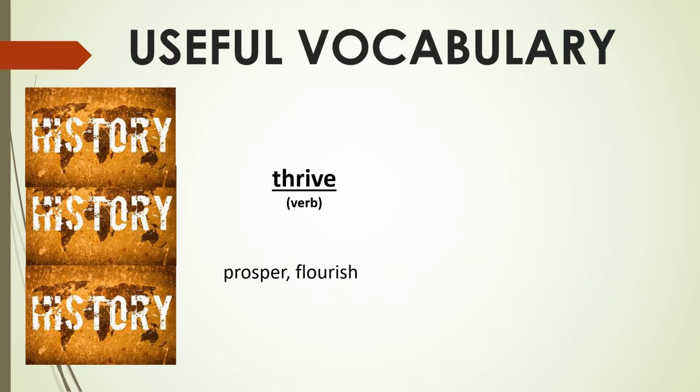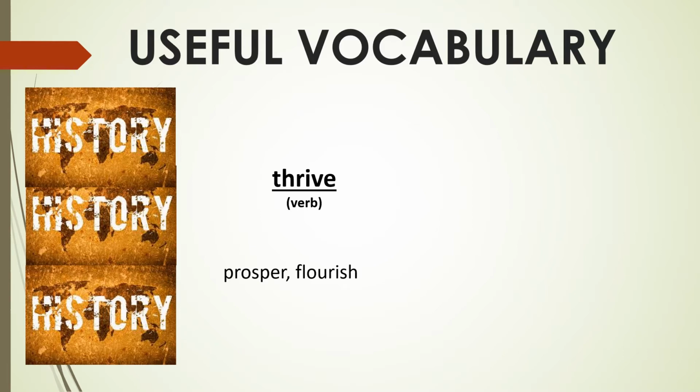Next is thrive. Thrive here is a verb. It means prosper or flourish. So right now, one example we can give here is that if you want to thrive in a competitive society, you must do your best. You must do what you are good at. So if, for example, you're good at teaching, you must focus on doing your best at teaching every single day for you to thrive in a competitive society.